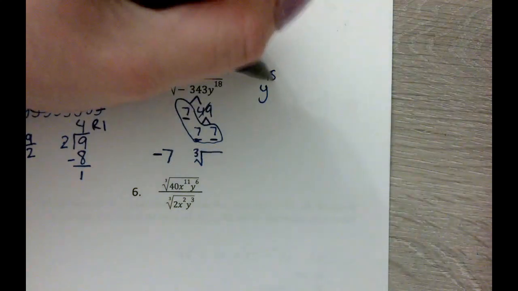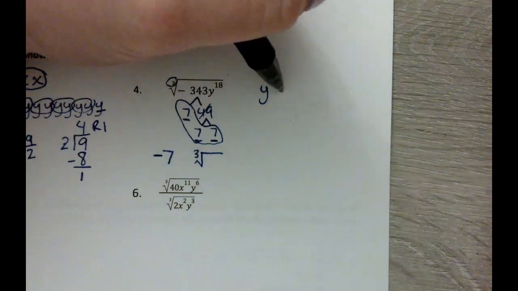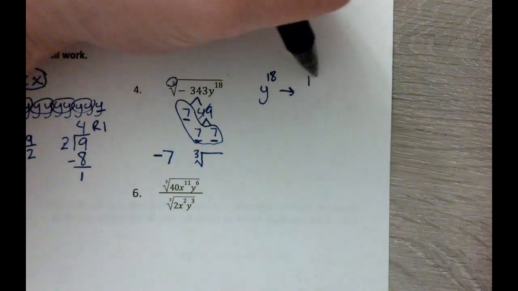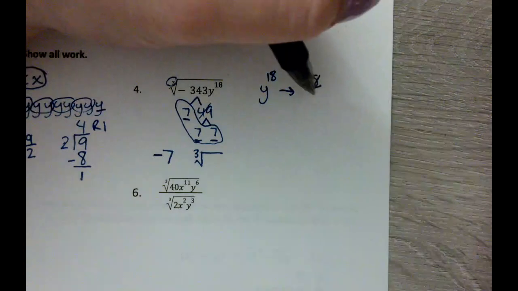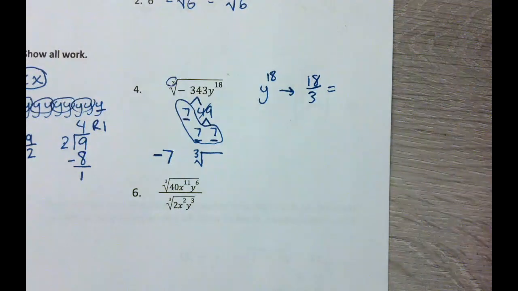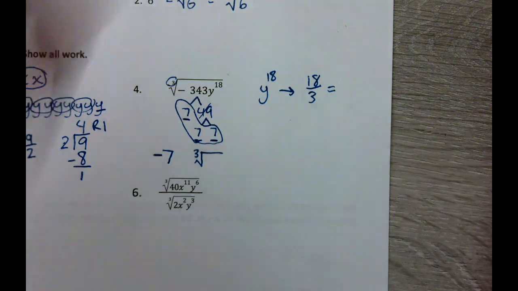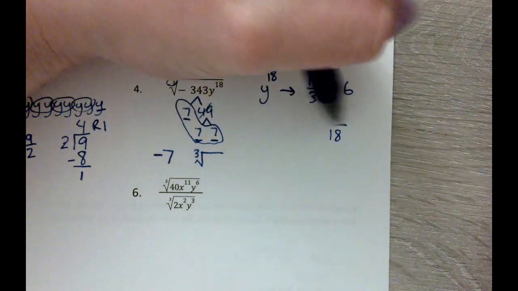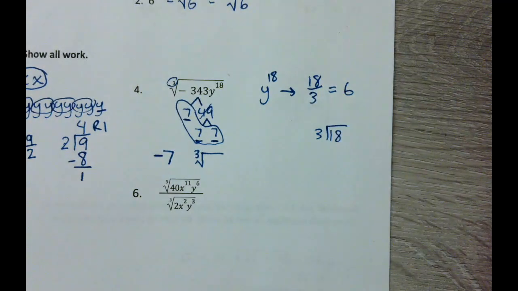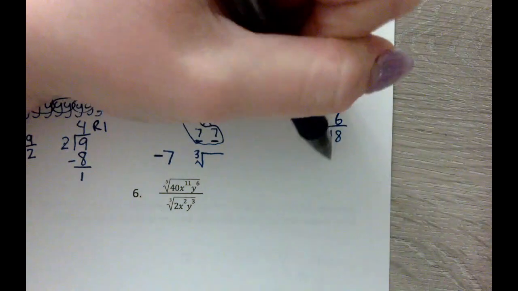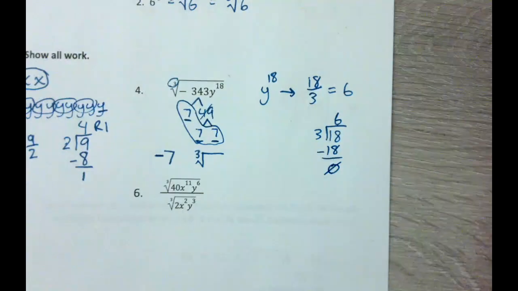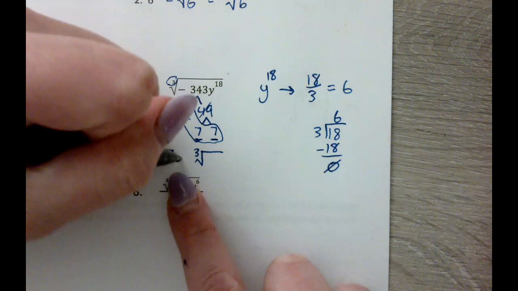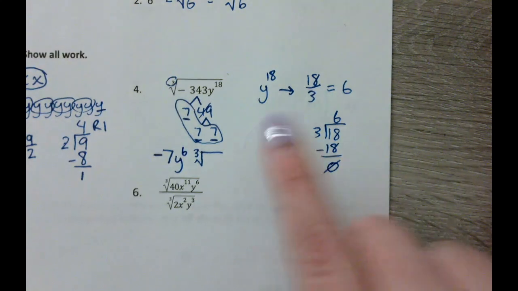Y to the 18th. So again, I need to break up 18 y's into groups of 3. So 18 divided by my radical number, which is 3. Hopefully most of you recognize that 18 divided by 3 is just 6. If you don't, you can set up the full division problem. 18 divided by 3. How many times does 3 go into 18? 6 times. And then when you subtract, you've got nothing left, no remainder. So 6 y's come out. So we have y to the 6th. And look at that, no y's are left under the radical.